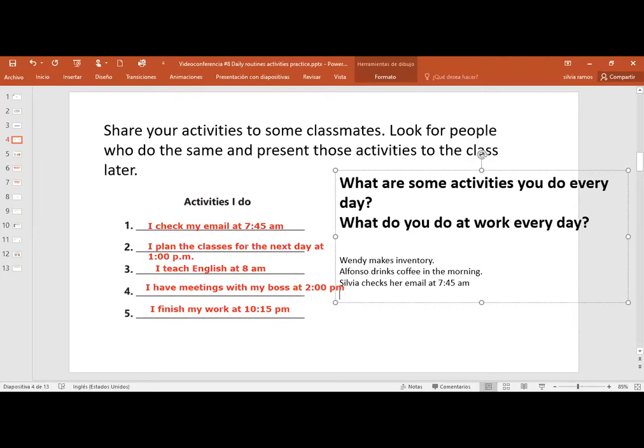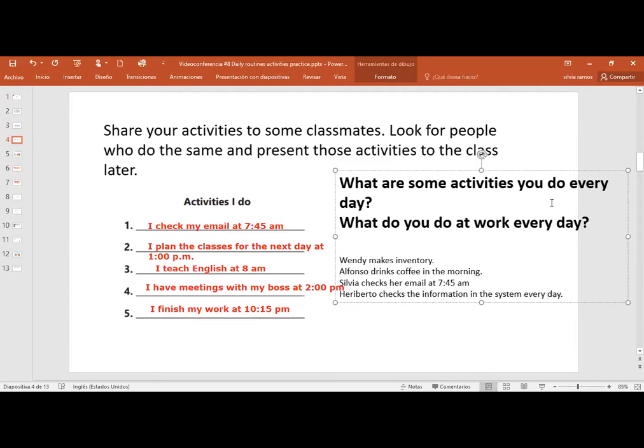I check the information in system. Heriberto checks the information in the system every day or once a day, once a week? Every day. Okay. Look at this. He told me, I check the information in the system every day. But what I'm going to do is that I am going to write, Heriberto checks the information in the system every day.